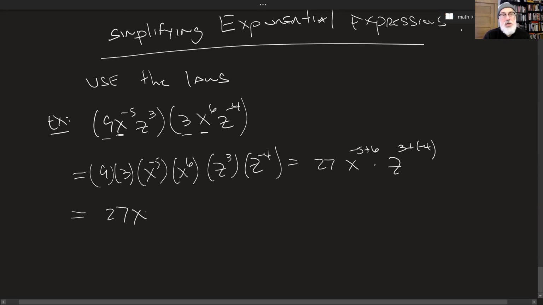I'm not going to write the 1. Negative 5 plus 6 is 1, but we'll just leave it that way. 3 plus negative 4 is negative 1.